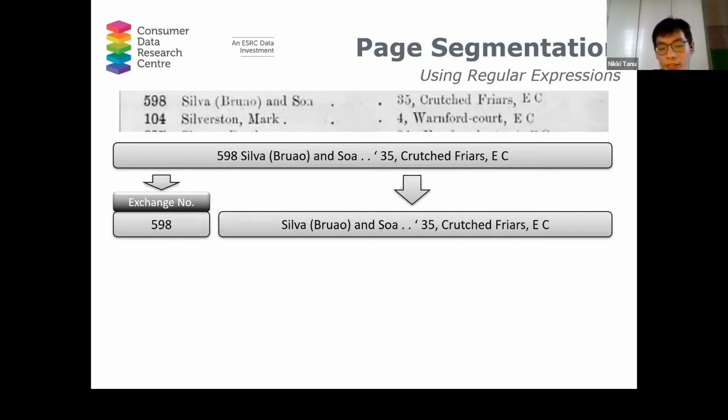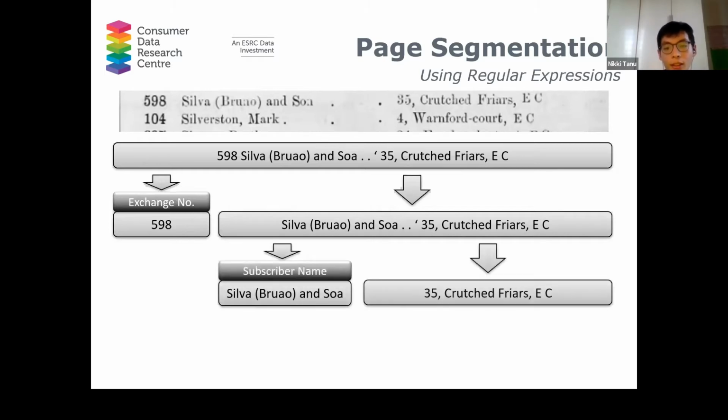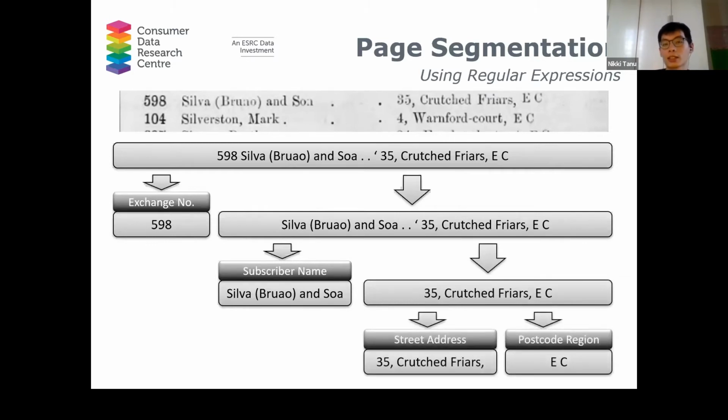So for instance, in the first part, we find the first number that's not succeeded by another number. And then we can use the dots, usually in most lines, to separate the subscriber name. And finally, for the address, for geocoding purposes, it was quite important to separate the street number from the street address from the postcode region.